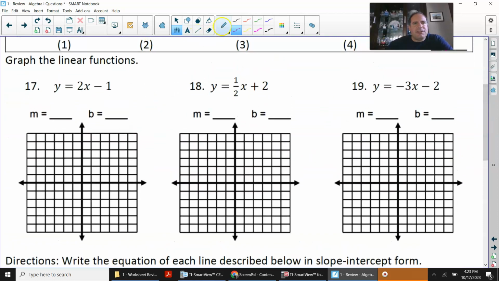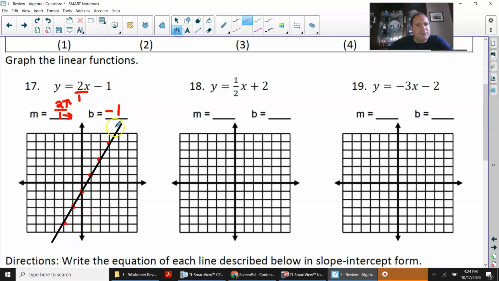For this one, it just says graph the linear functions. So we're going to convert this into rise over run. And here's the y-intercept. So this is the rise over run, 2 over 1. And the y-intercept is -1. So here's -1. We're going to go down here. And we're going to go rise 2, run 1. Rise 2, run 1. Down 2, left 1. And then that is your graph.